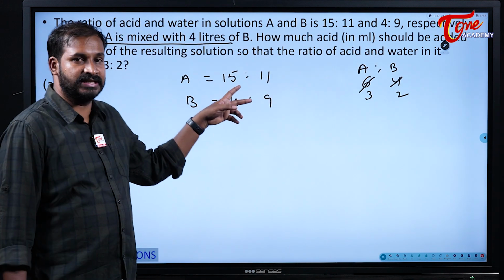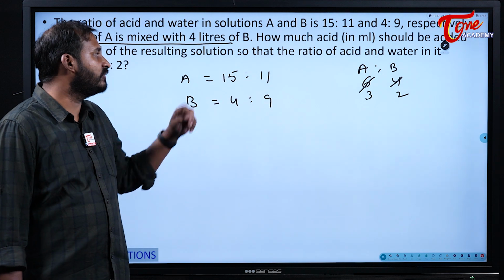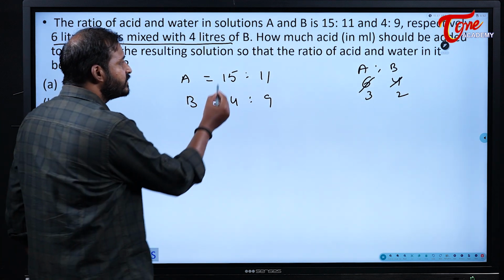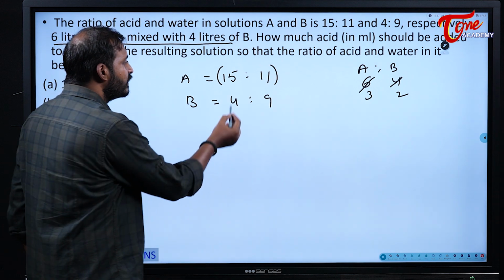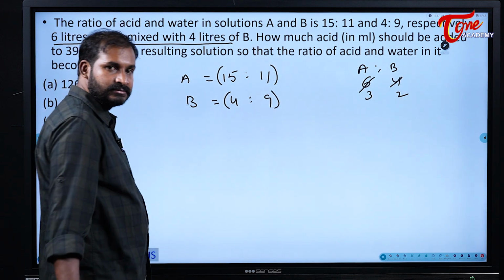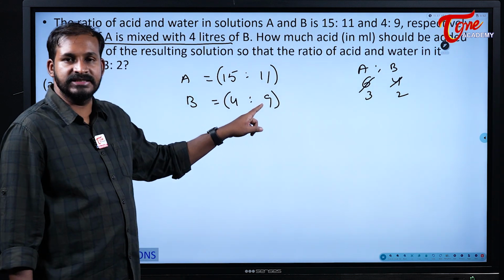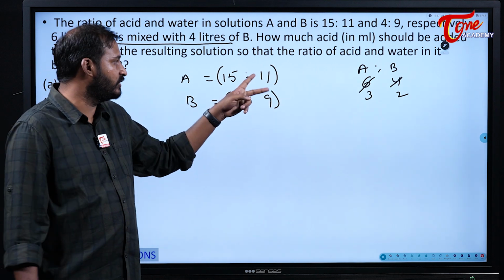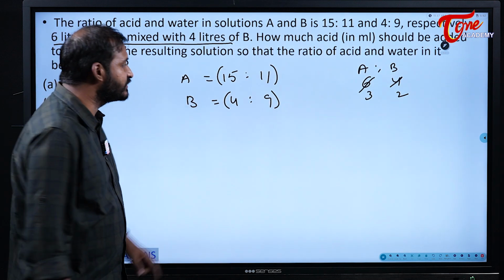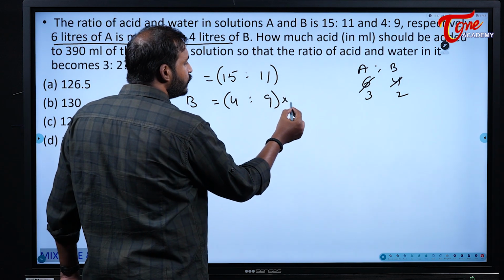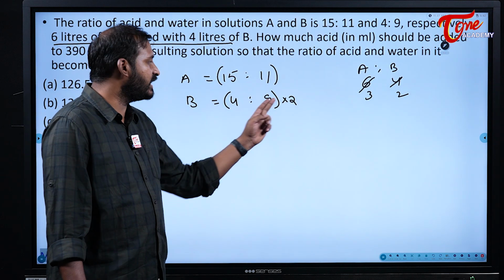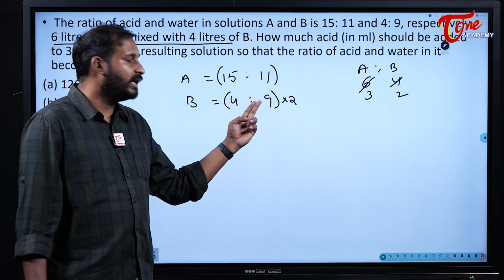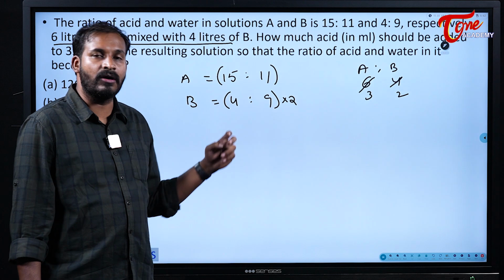So before mixing them, as I have already told you, try to equalize their components. Please observe here, what is the total? 15 plus 11 is 26. 4 plus 9 is 13. This is 26 and this is 13. The first thing I should do here is balance. I can balance this by multiplying with 2. 4 2s are 8 and 9 2s are 18. 8 plus 18 becomes 26, and the top one is also 26.